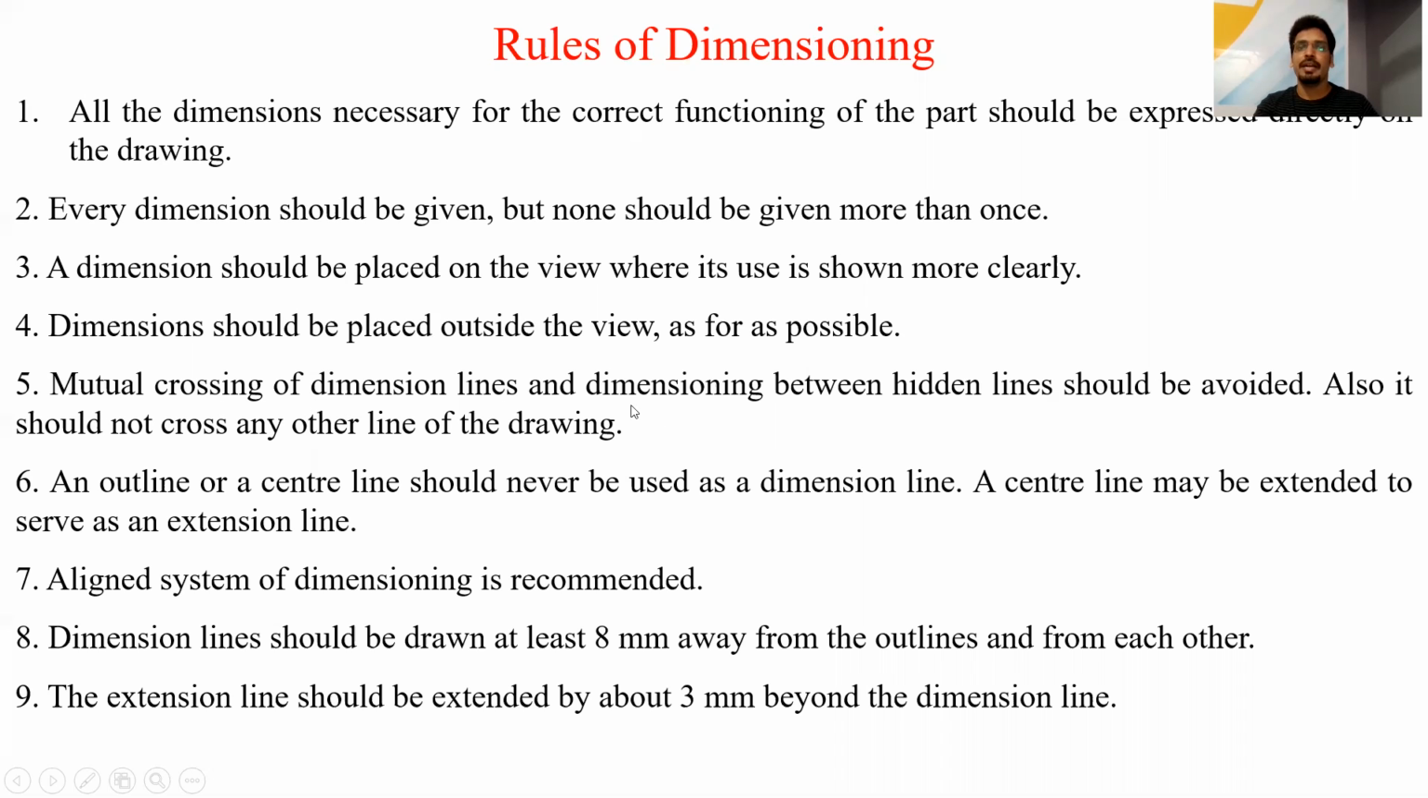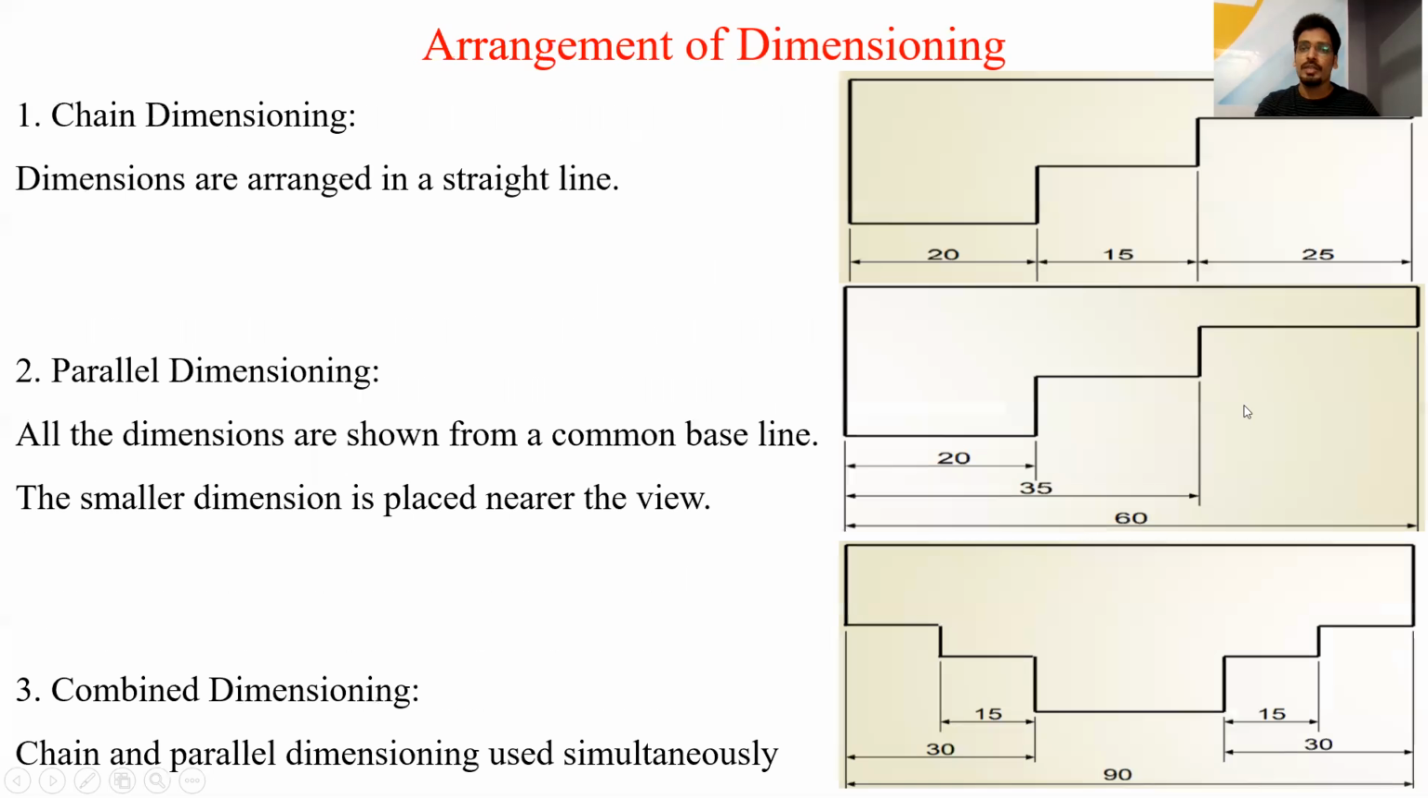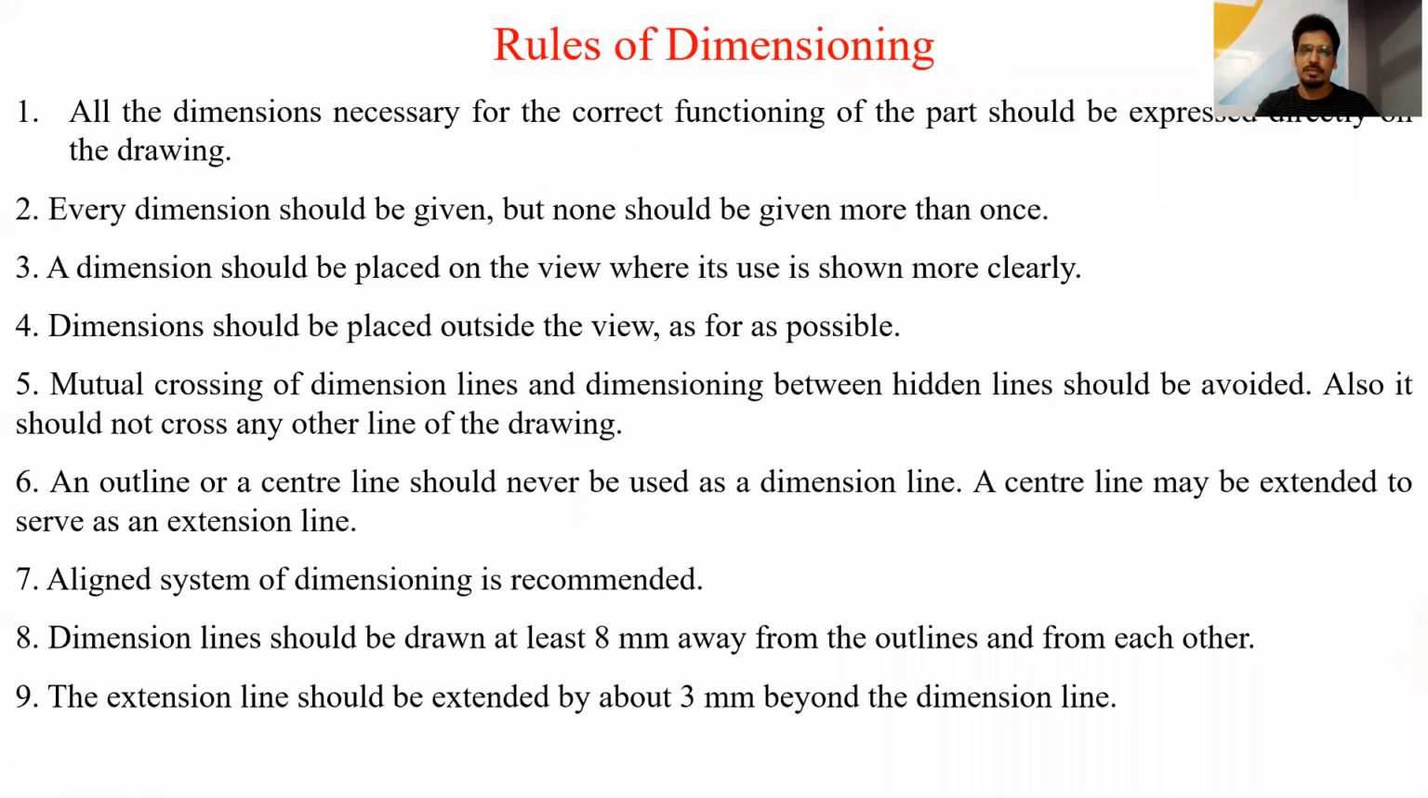Next, mutual crossing of dimension lines and dimensioning between hidden lines should be avoided. Yes, it is very true that the dimensioning is written in such a way that one dimension does not cross the other dimension. So we have to take care of this. Next, an outline or a center line should never be used as a dimension line. A center line cannot be used as a dimension line. We have to use the dimension line as I had discussed in the previous elements of dimensioning.